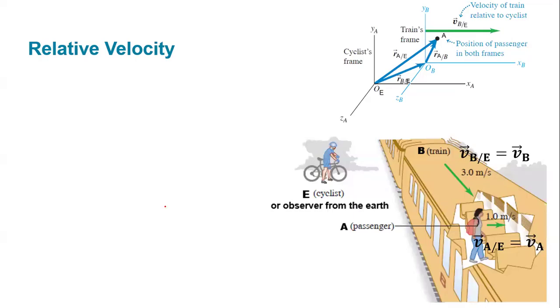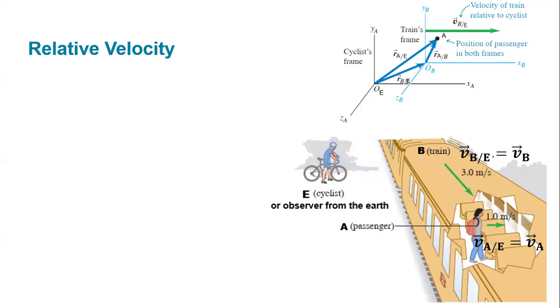Okay, so say for example, you have a cyclist. He is the observer, for example, the observer from the Earth, and for the cyclist, the train is moving relative to the cyclist, or B. We have here the train and we have a passenger.